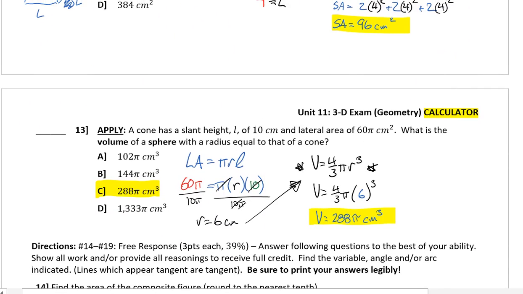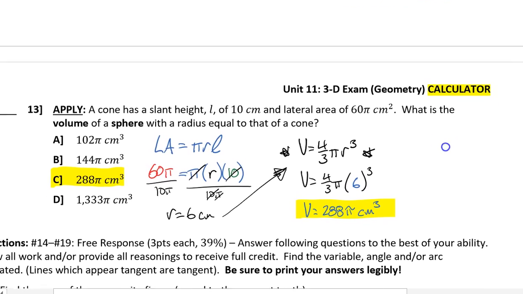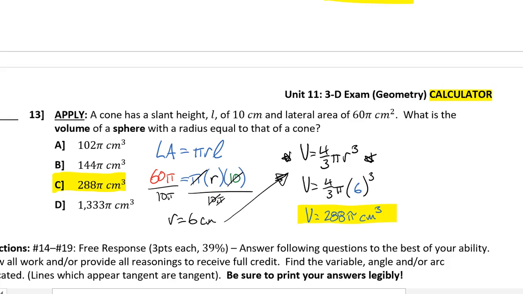Question number 13, a slant height L is 10 centimeters and a lateral area of 60 pi. What is the volume of a sphere? So lots of information here. We're asked to find the volume of a sphere, which we have a formula for from our formula sheet. Well, I have to find the radius. Well, what is the radius? Well, I found it to be 6. How do we get that?